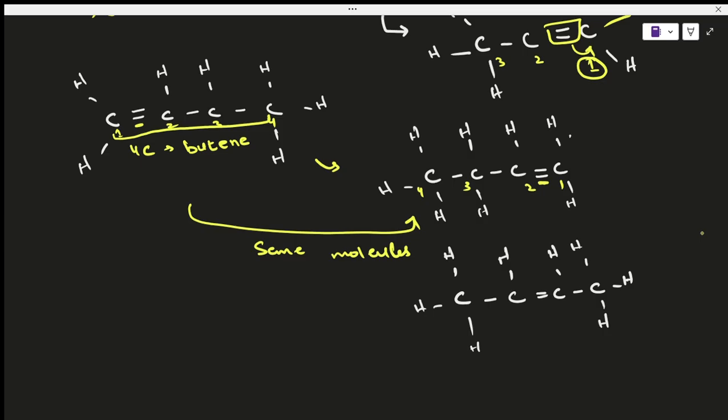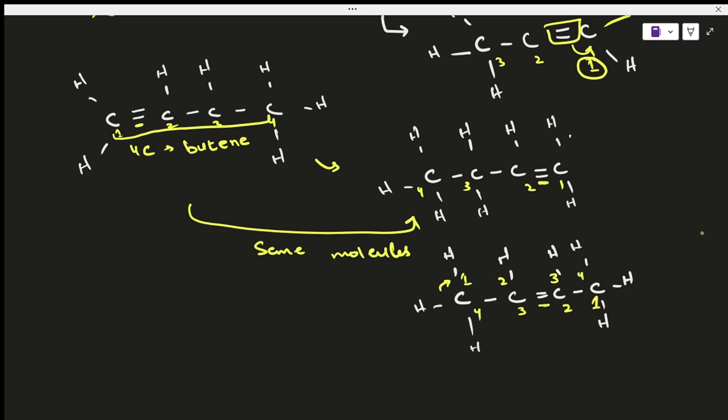If you notice, the double bond is here. So if I start counting from this place, this is the 1st carbon, this is the 2nd carbon, this is the 3rd carbon, this is the 4th carbon. But if I start counting from this place, this becomes the first carbon, this becomes the second carbon, this becomes the third, and this becomes the fourth.